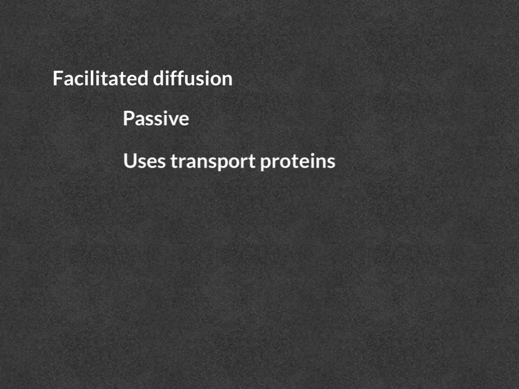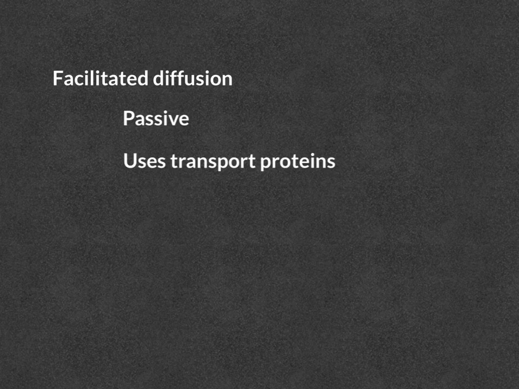Facilitated diffusion is still a passive process in that it requires no energy. However, in facilitated diffusion, transport proteins are necessary to speed the passive movements of molecules across the plasma membrane. In this case, the molecules are still moving from higher concentration to lower concentration, or down the concentration gradient, again requiring no energy. However, transport proteins are needed.